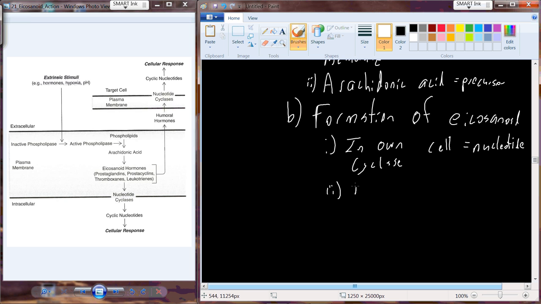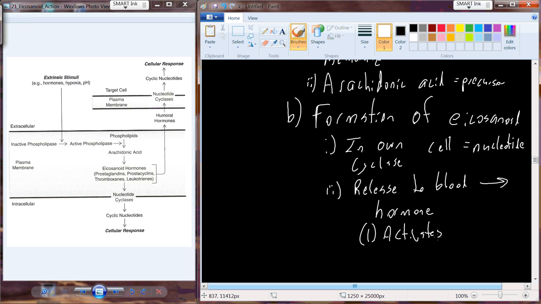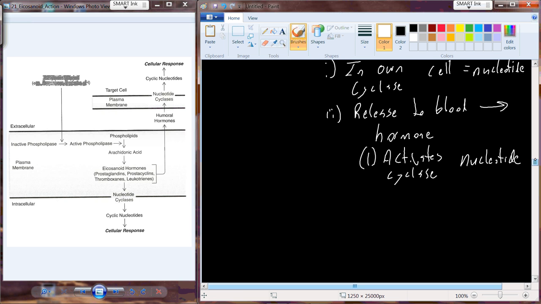The eicosanoids also are readily released to the blood. And this is where they're classified as a hormone, right? If they're released into their own cell and cause a response, they're just a signaling molecule. Once they get into the bloodstream and circulate to a target, they now are classified by definition as a hormone. And the hormone does the same thing in the target cells it does in its own cell, and this results in activation of nucleotide cyclizing enzymes. And as you get cyclic nucleotides, things like cyclic AMP, you end up with cellular responses that occur.